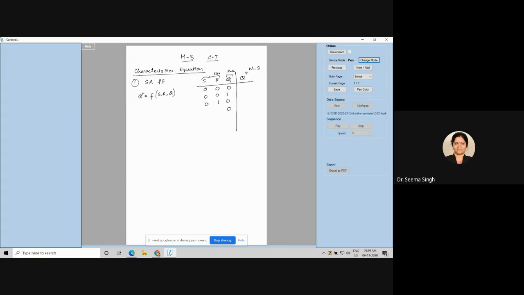It will have all the possible cases. And how many possible cases are there with 3 variables? 9, ma'am. 8. Correct, 8.